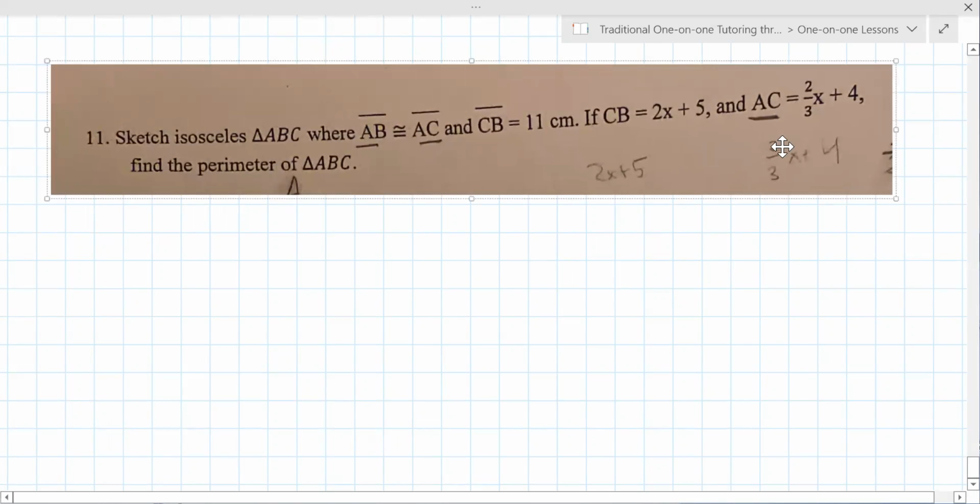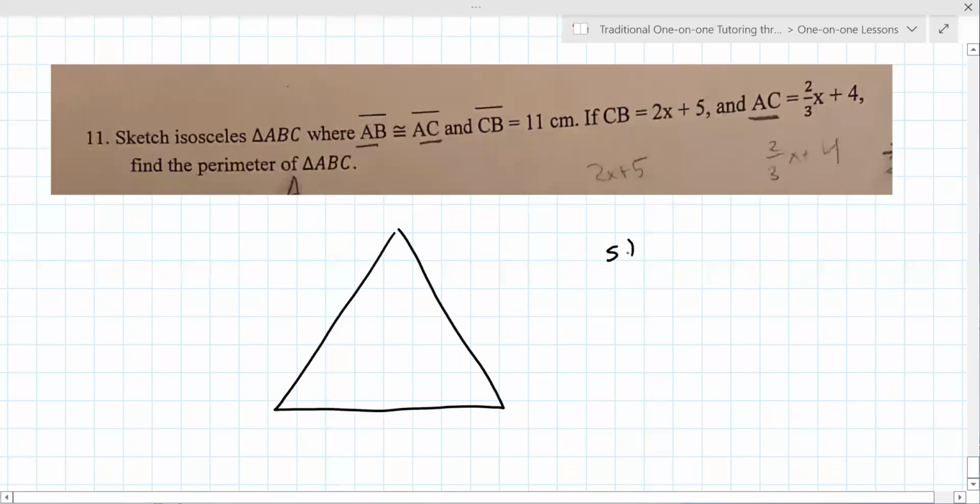Okay. Sketch isosceles triangle ABC where AB is congruent to AC. I recommend drawing a standard triangle each time, meaning always draw them in the same orientation and shape. Now, in terms of where to put the letters, that comes from this. AB is congruent to AC. That means that A is shared at the top, like this.